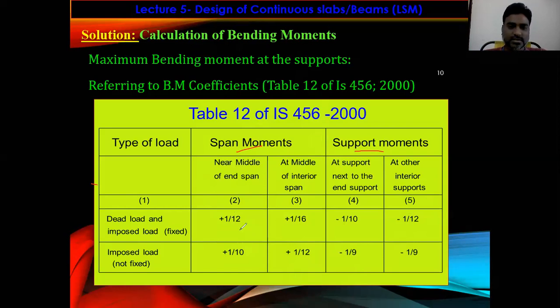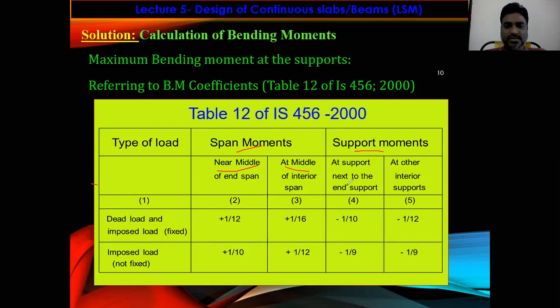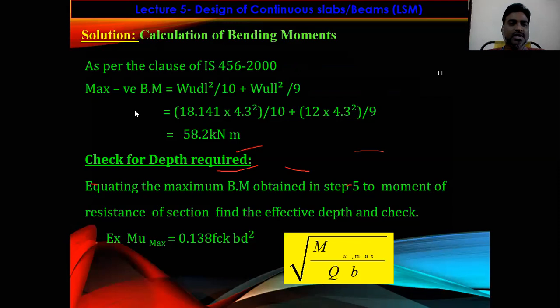So here the span moments are near middle of end span and at middle of interior span. Support moments are at the support next to the end support and at other interior supports. So corresponding values you can take and determine the bending coefficient, and based upon that calculate the bending moment. So here first, maximum negative bending. Negative bending moment occurs at the support next to the end support or other interior supports, out of which I have calculated the maximum.